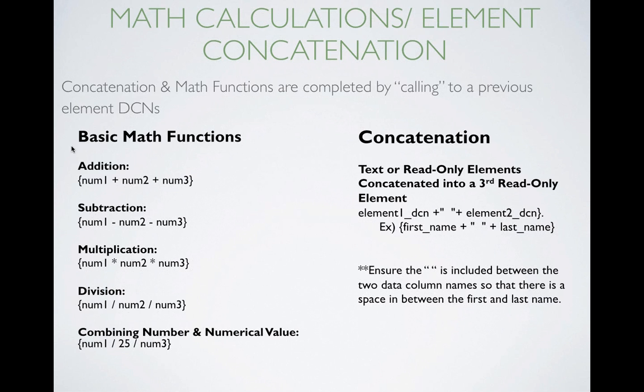The next part that we did within that form was we used calculations and then the concatenation, which I showed you before within Form Builder. And essentially what you have to do is within the dynamic value, you need to call to the previous data column names. So the same way that we did that with the data column names for the concatenation with the first name, last name, and then we went to the birth date, you do the same thing with the math functions, except, of course, you use your symbols.